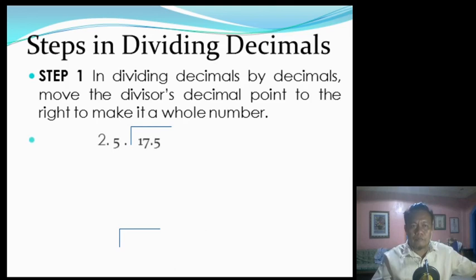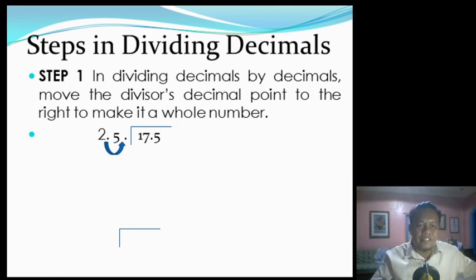Remember the numbers, 17 and 5 tenths is to be read as 17 and 5 tenths divided by 2 and 5 tenths. Now, why is it there are two decimals in our divisor? Because step number 1 is you are going to move the divisor's decimal point to the right. See, look at the arrow. From the center, we are going to move once to the right. So in general, 2 and 5 tenths becomes 25. See? We make our divisor a whole number, from 2 and 5 tenths to 25.